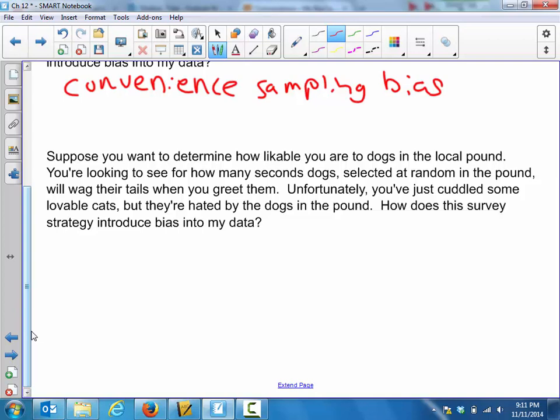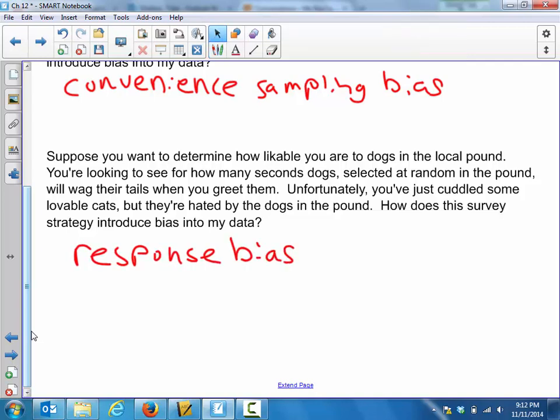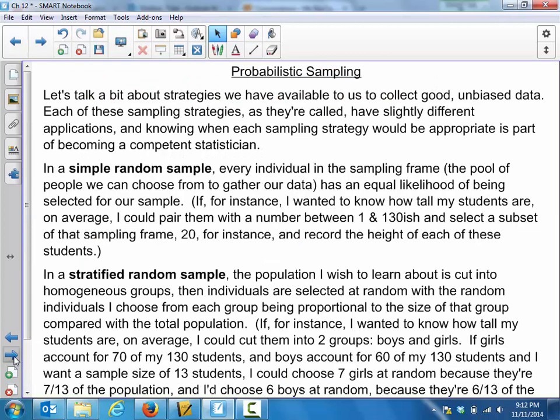Here too, we're trying to learn how the dogs feel about us, but we've just covered our scent in something that dogs are generally not fond of. So we've got another example of response bias. We have set this up to give us non-neutral answers. It's only natural that the dogs will not be particularly fond or familiar with us. Okay? All right, so we're going to talk about some survey strategies that are a little bit better.